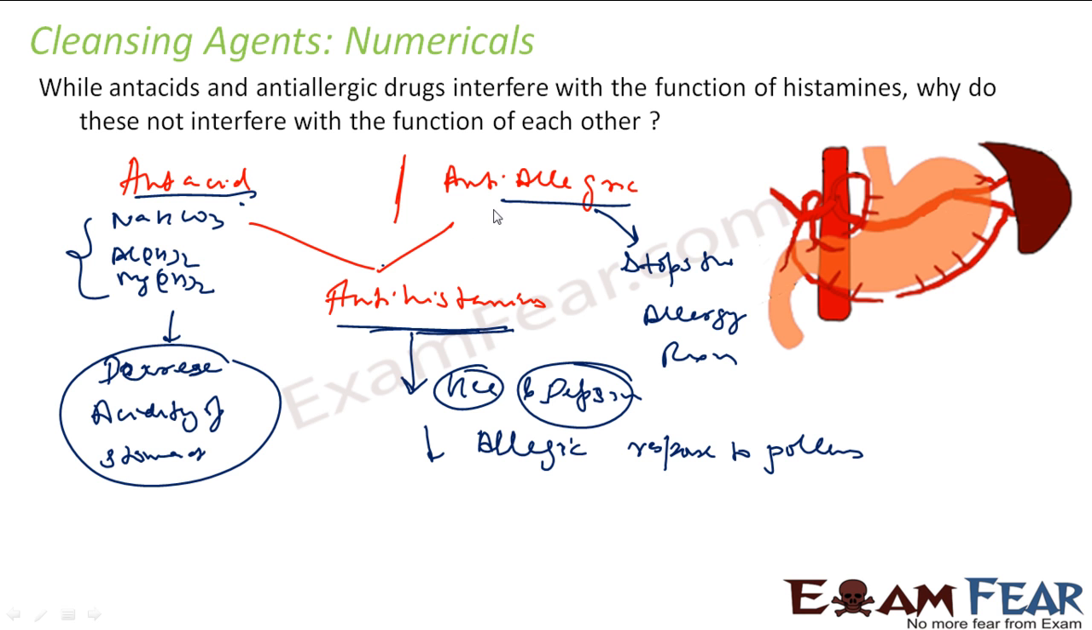Let's talk about anti-allergic and antihistamines. Anti-allergic is controlling the allergic response to pollens. Antihistamine also does the same thing. So both are doing the same thing, they will interfere obviously, right? As long as two people are not doing the same thing, they won't interfere. But if two people are doing the same thing, they will interfere. Same thing here. Antacid and anti-allergic are doing two different things, so they are not interfering with each other. But antacid is interfering with antihistamines because they are doing the same thing. Anti-allergic is also interfering with antihistamine because they are doing the same thing.